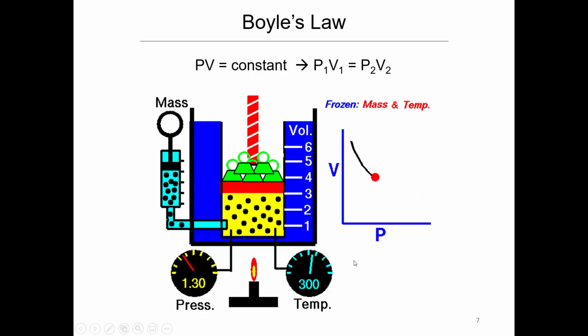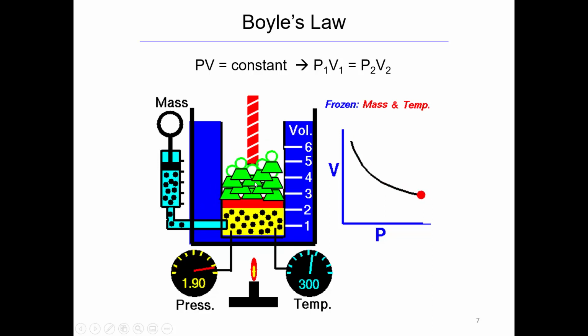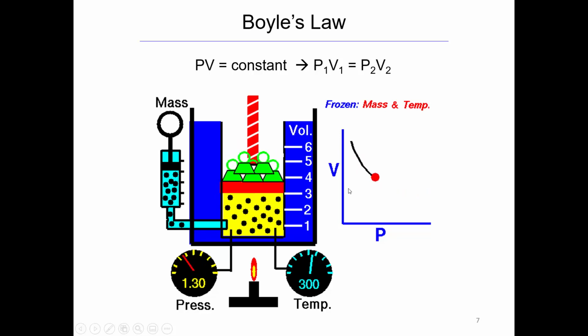So here we're seeing that the temperature is staying the same, and then the amount of material is staying the same as well. So that's constant. We're just changing the volume and the pressure. We're seeing that as the pressure goes up, the volume goes down. As the volume goes up, the pressure goes down, which is illustrated here. Should make sense.